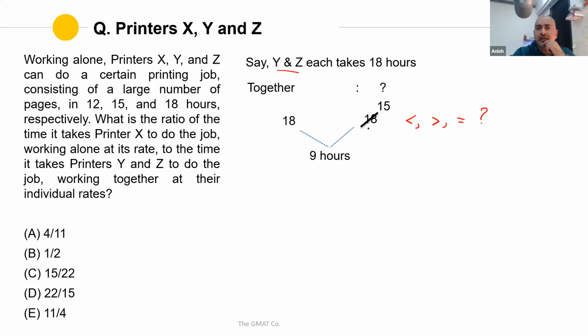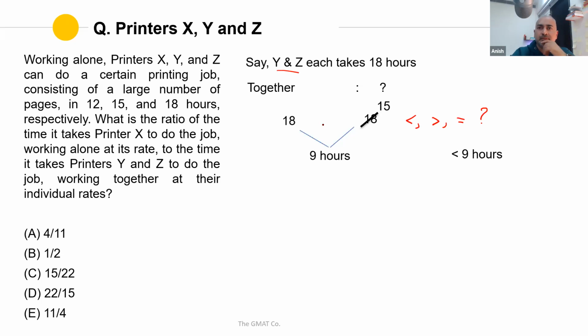Now what have I done? I've replaced one machine with a faster machine. Right? A 15-hour machine would mean it's a faster machine. So by replacing with a faster machine, now they would take less time. So Y and Z together would take less than 9 hours. This much I can realize just by figuring this much out.